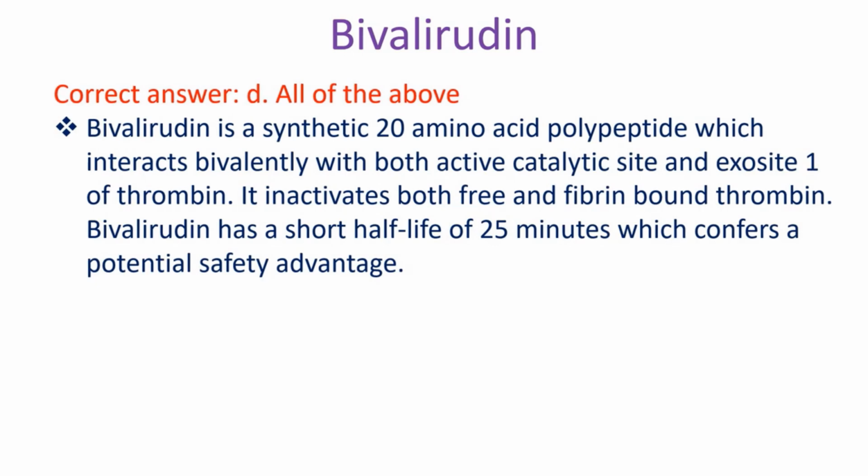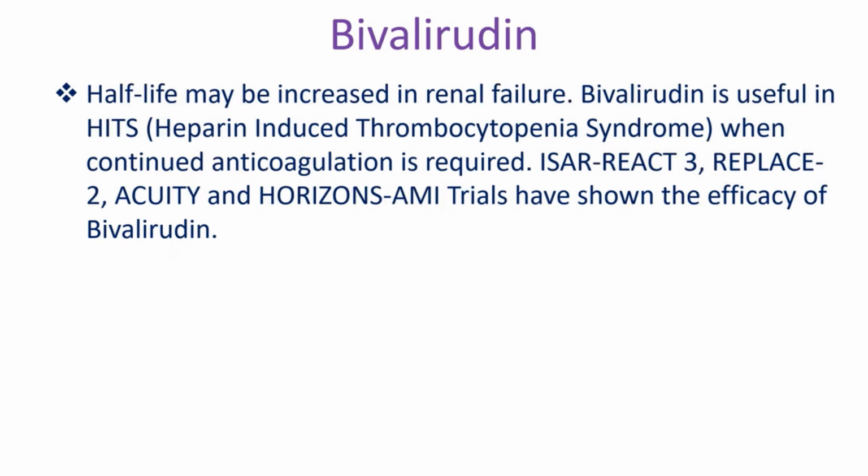All of the above. Bivalirudin is a synthetic 20 amino acid polypeptide which interacts bivalently with both the active catalytic site and exosite 1 of thrombin. It inactivates both free and fibrin bound thrombin. Bivalirudin has a short half-life of 25 minutes, which confers a potential safety advantage. Half-life may be increased in renal failure. Bivalirudin is useful in HITS, heparin-induced thrombocytopenia syndrome, when continued anticoagulation is required. ISAR REACT 3, REPLACE 2, EQUITY and Horizons AMI trials have shown the efficacy of bivalirudin.